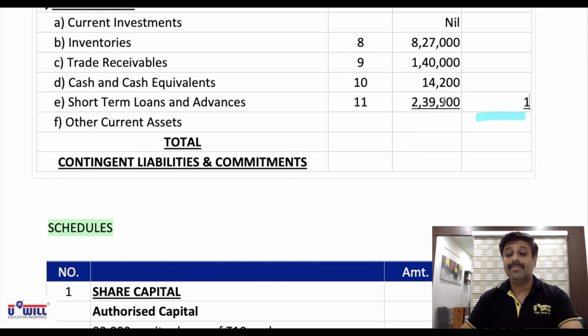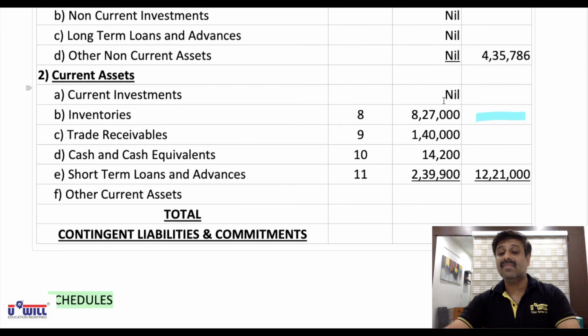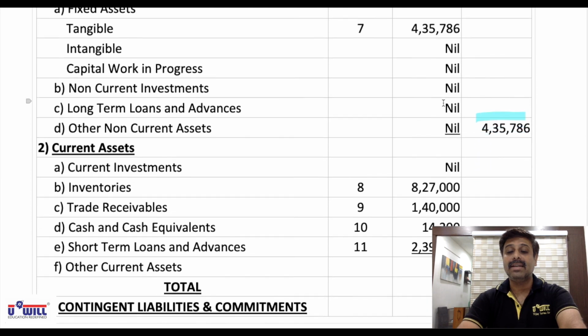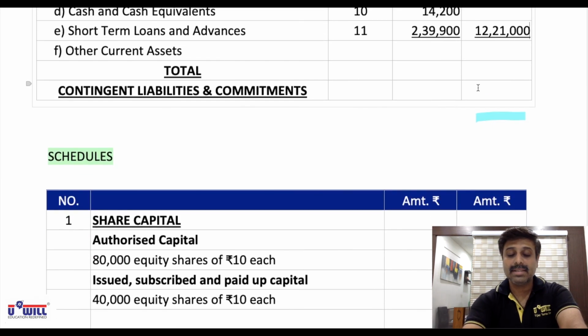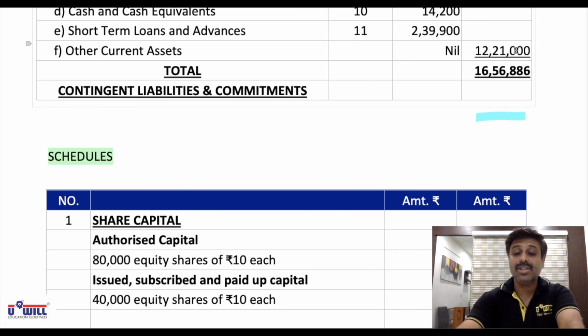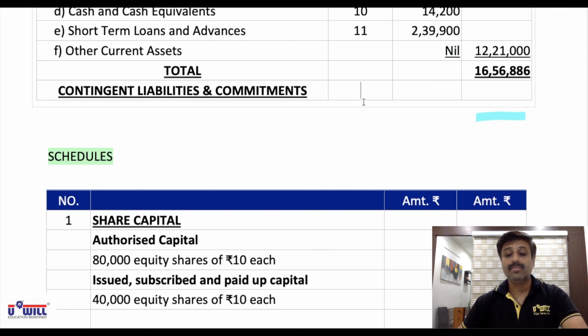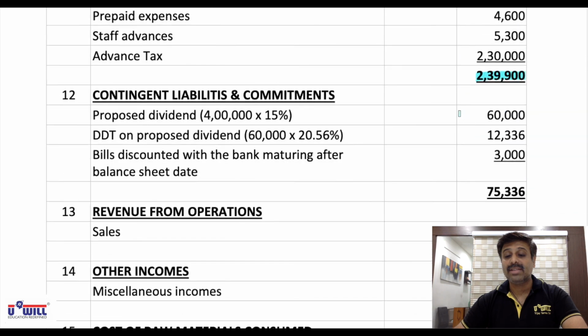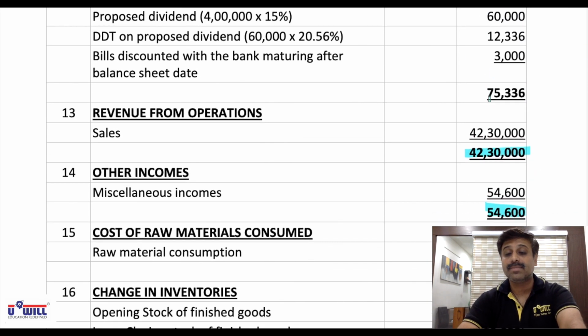In that we add 435,786. What we get is 16,56,886. The balance sheet gets tallied. Here other current assets are also nil. And this 12,21,000 will come in the next line. Okay. Now contingent liabilities and commitments we will get from note number 12, that is 75336.